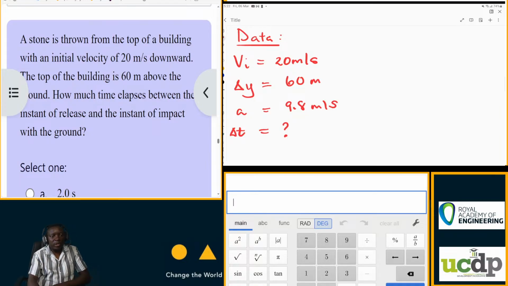So which equation do we use now? That's the most important question. Which equation do we use? Displacement is given. What else is given? Initial velocity given. Acceleration given. You just need to find time.